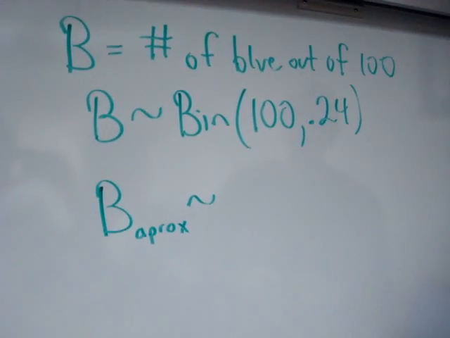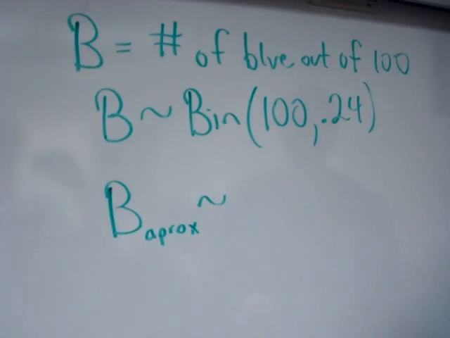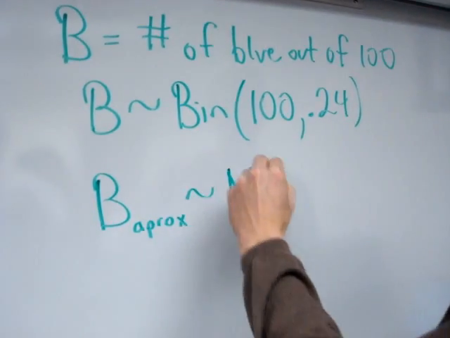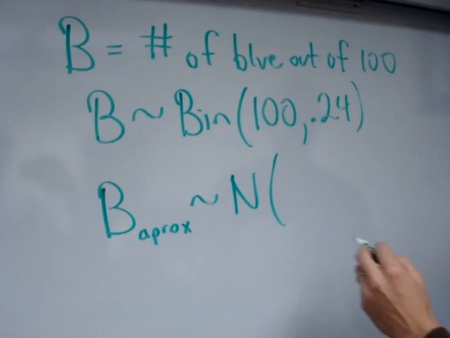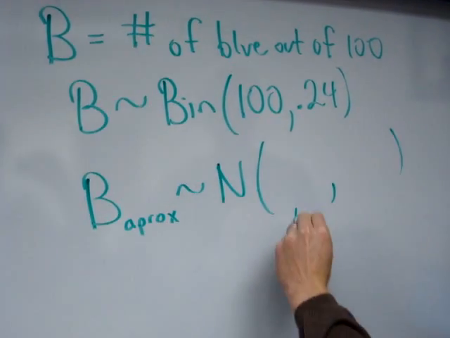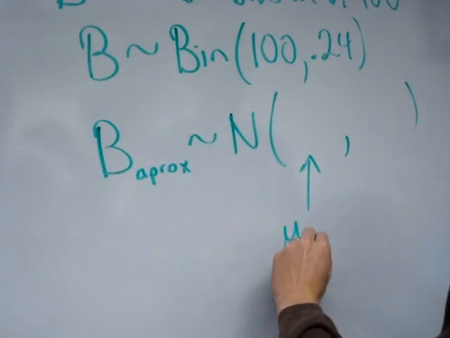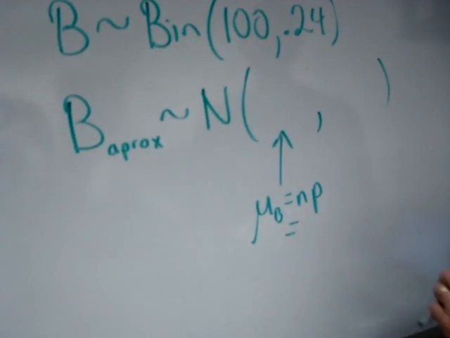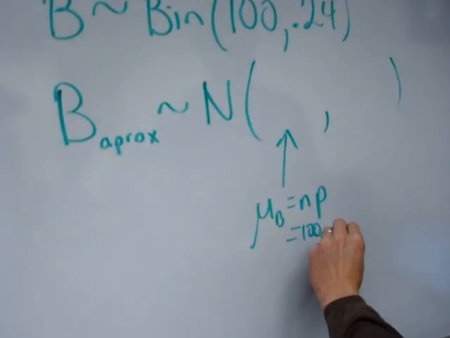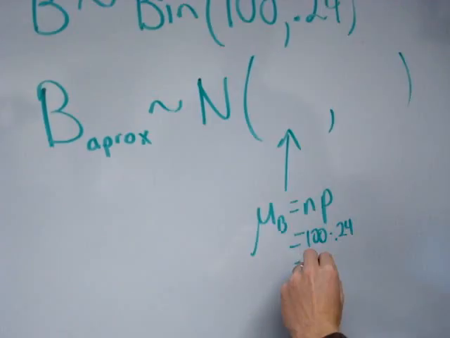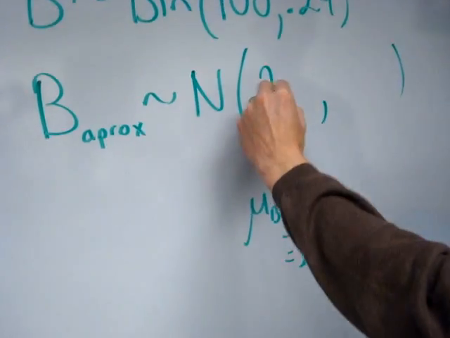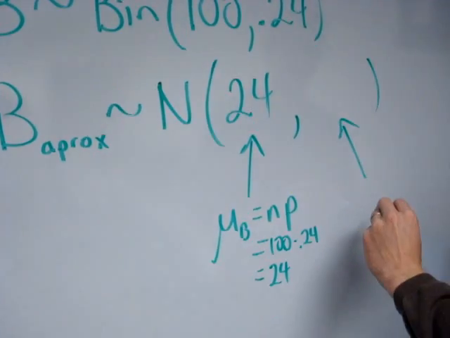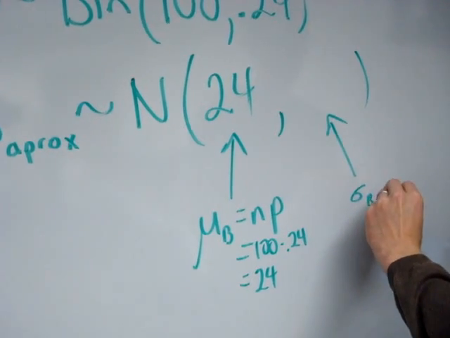So what do we know about the approximate distribution of B, which is what we're trying to do in this problem? Well, the approximate distribution is going to be normal, and the mean is just going to be, the average of B is just n times p. So in our case, n times p is 100 times 0.24, which is 24. Okay? So the average is 24.